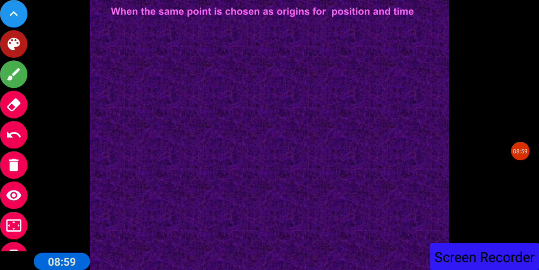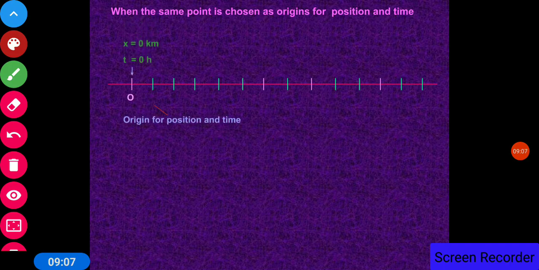When the same point is chosen as origin for position and time. So this is the distance axis. Here the origin for position and time are both the same, that is point O. It is the origin for position as well as for time. Then for point A, the position x is 30 kilometers and time is 6 hours. Point B, x is equal to 40 kilometers and time is 8 hours. Point C, x is at a distance of 55 kilometers and the time taken to reach point C is 11 hours.